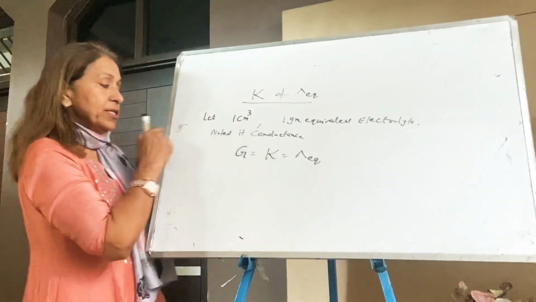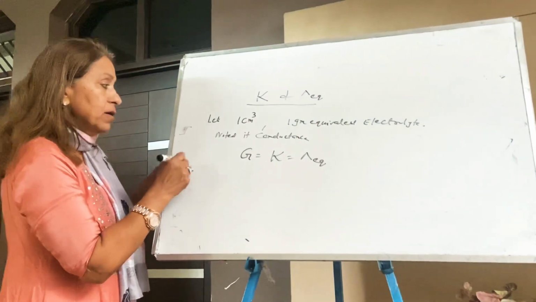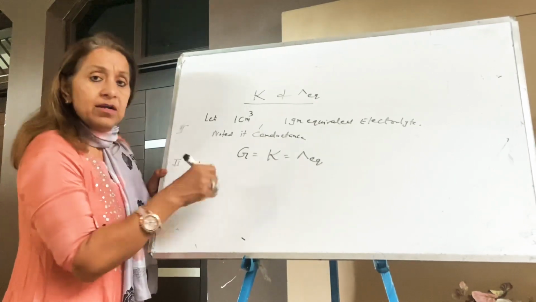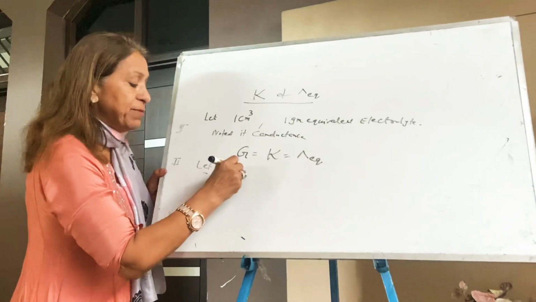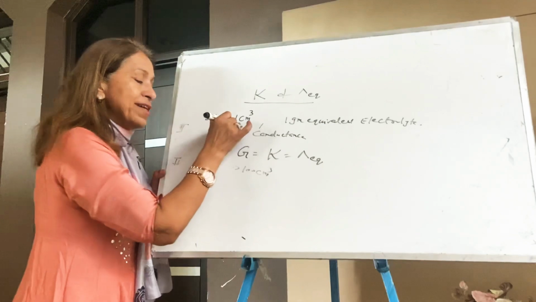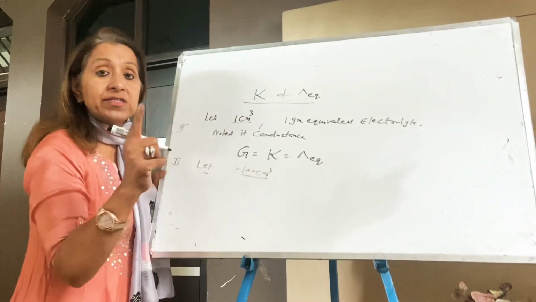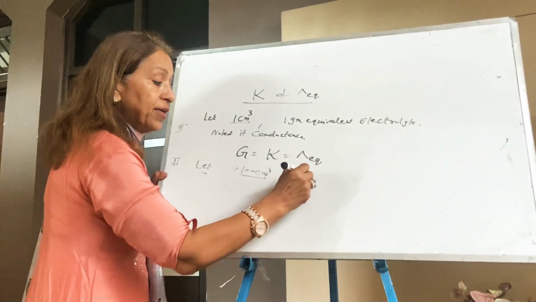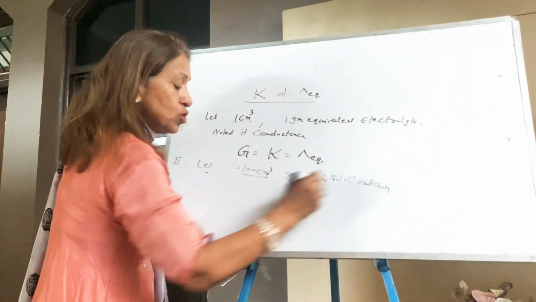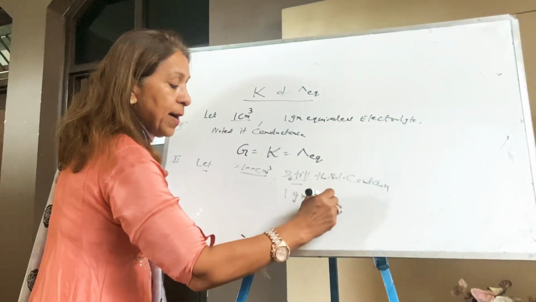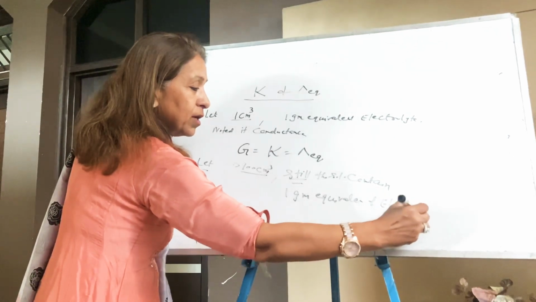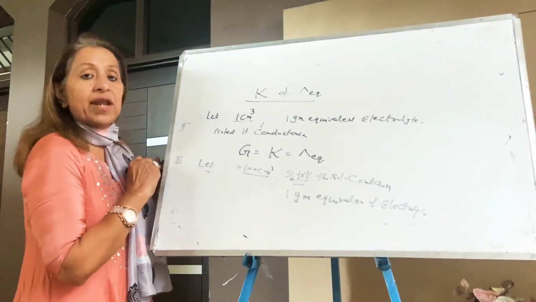Okay. Now second, write down second. Now let the solution be diluted. Let the solution be diluted to 100 centimeter cube. I added water. The solution volume was 1 centimeter cube, but now it is 100 centimeter cube. But write down, underline, still the solution contains 1 gram equivalent of electrolyte.